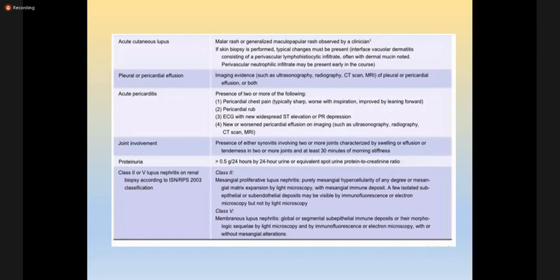The second finding you can get on ECG is PR depression, again in all the leads. Then there is new and worsened pericardial effusion on imaging. If there is coexisting effusion, you can see it on echocardiography, CT or MRI.